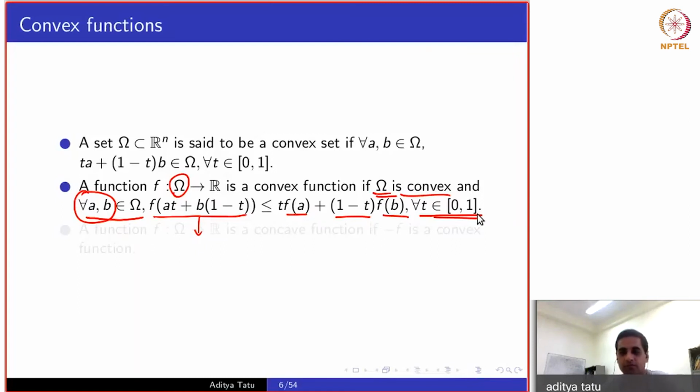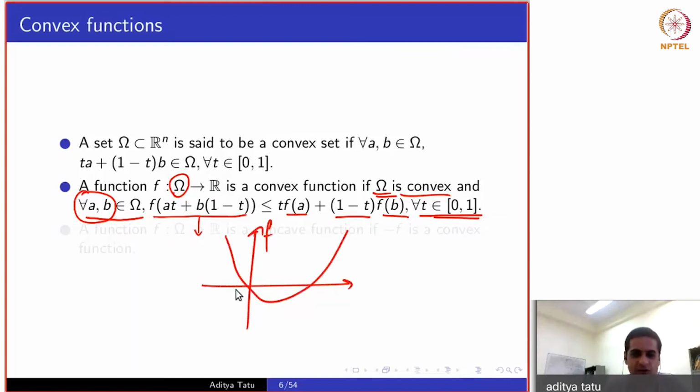Okay, I'll show you a few examples in the next slide, but I can draw a picture to visualize this. Let's take this function f, and let's say omega is the entire set of real numbers. Take 2 points, say A and B. The value of f at A is this, and the value of f at B is this. And then what is the right hand side? t f(A) plus (1 minus t) f(B). So when t is 0, I have f(B). When t is 1, I have f(A). And t varies from 0 to 1. So the right hand side would just be the straight line joining the points (A, f(A)) and (B, f(B)).